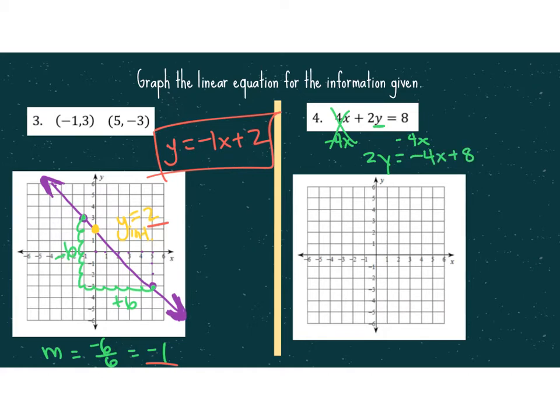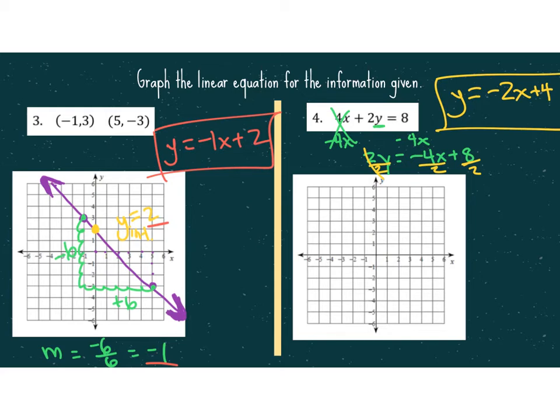Then the next thing I would do is divide both sides by 2 to again get that y by itself. Every single term gets divided by 2, the whole thing. So those are going to cancel out, which is my goal. That's what I want. I get y by itself. -4 divided by 2 is -2. And then 8 divided by 2 is 4. So I have y equals -2x plus 4.